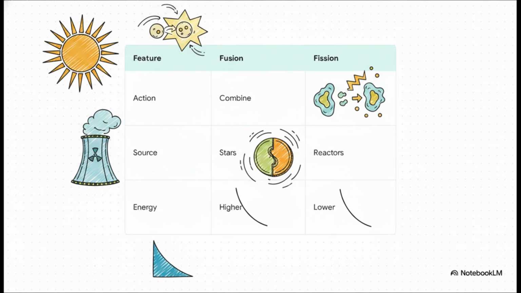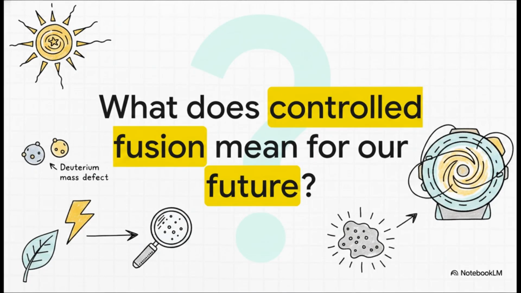Let's summarize this epic cosmic contrast. Fusion joins light atoms, powers stars, and gives massive energy, but needs extreme heat. Fission splits heavy atoms, powers electricity plants, gives less energy, and needs careful control. It runs our power stations, and the big challenge is controlling the chain reactions, which leaves us looking at the truly thrilling frontier.